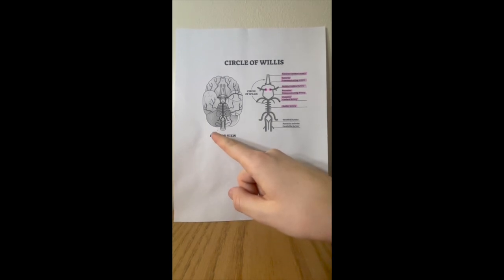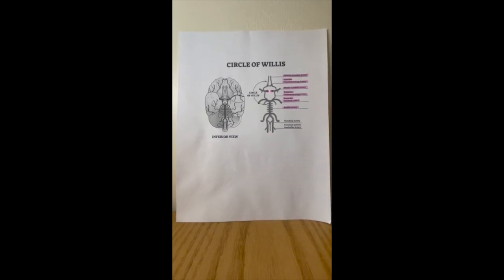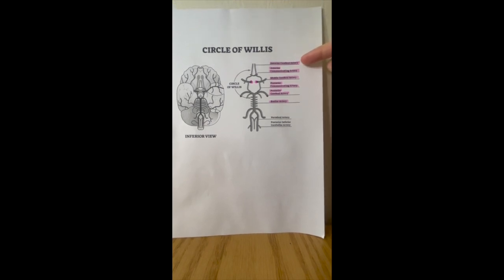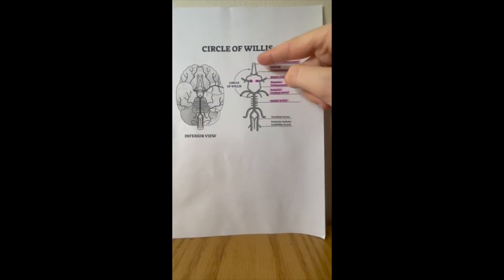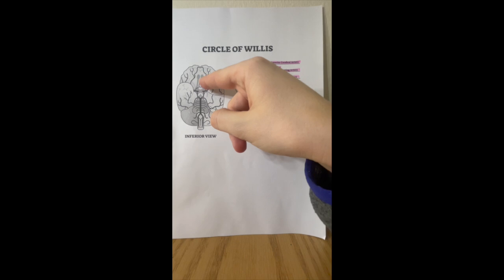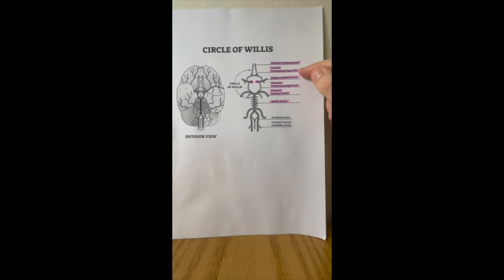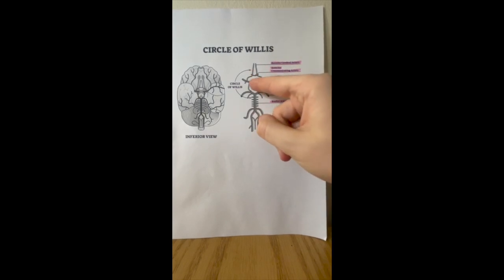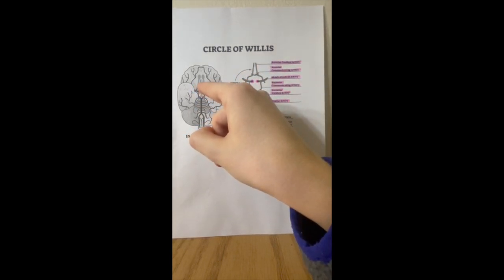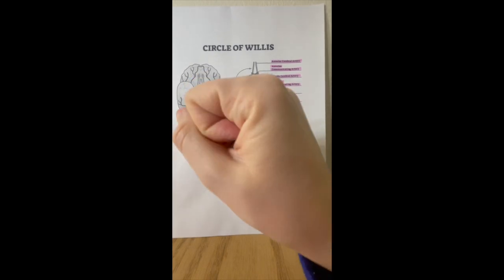So this is an inferior view, and then over here we have just a view of the circle of Willis. I highlighted some terms I want to run through that are important. First we have the anterior cerebral artery, which is this one right up here at the top. And that is what you will see right here and the most anteriorly in the brain. Next up, we have the anterior communicating artery, which is shaped like a little U right there. And again, you can see it just posteriorly to the anterior cerebral artery right there in the brain.